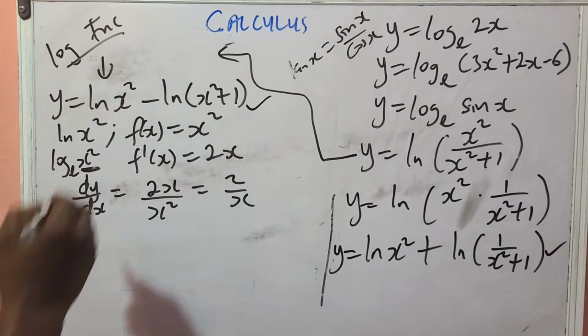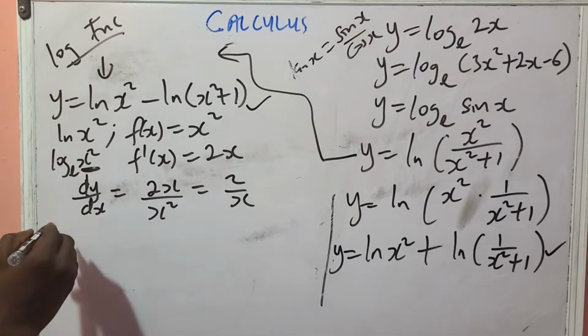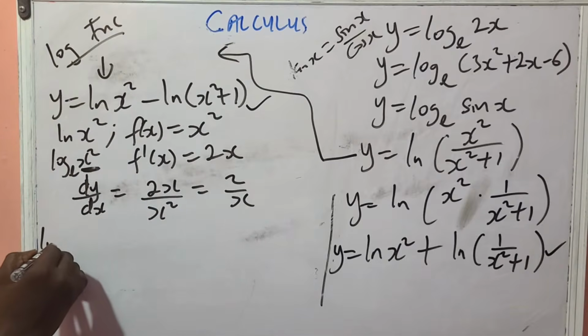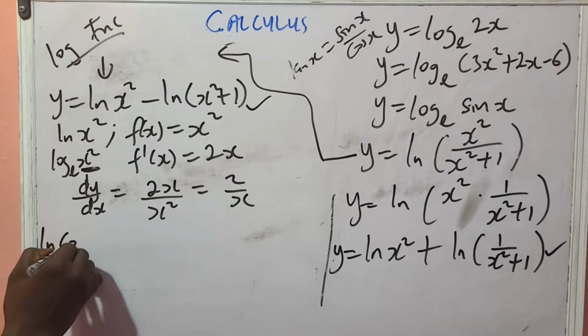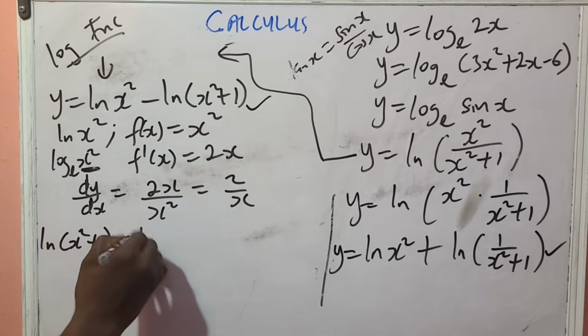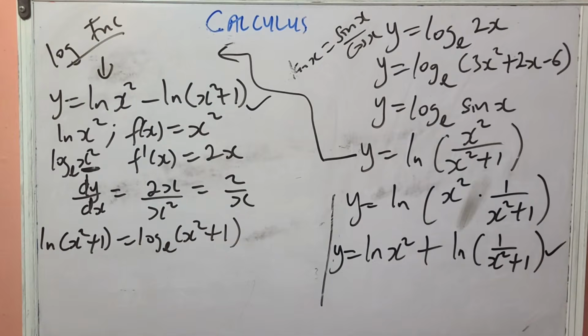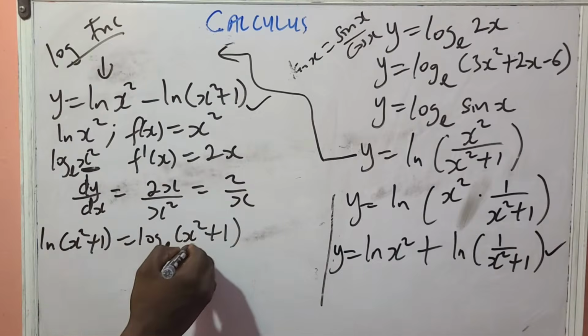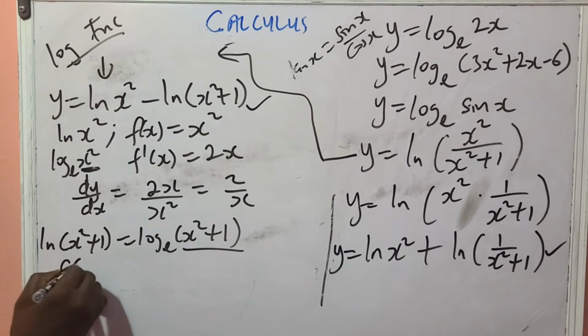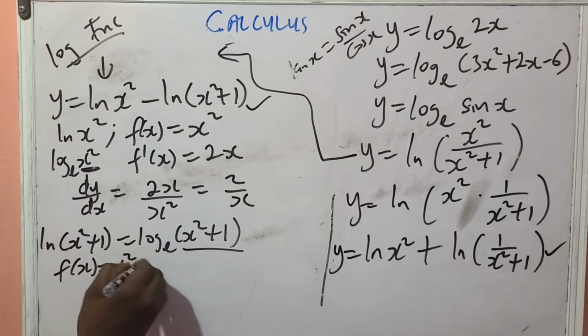We have to go and do this one. So let's do this one, where we have ln x squared plus 1, which is the same thing as log e x squared plus 1. I'm sure you agree with that. So the same rule follows. What's my f of x here? My f of x here is x squared plus 1.